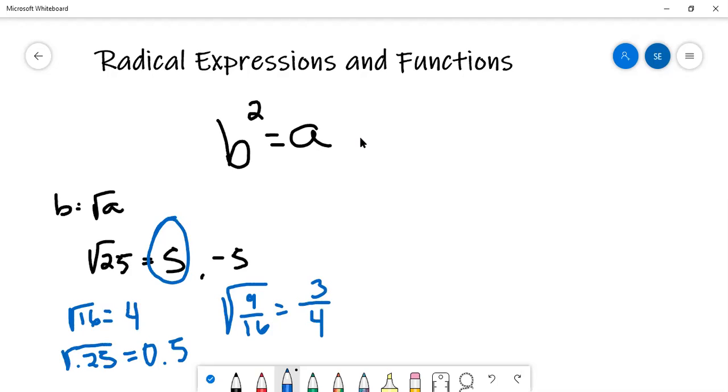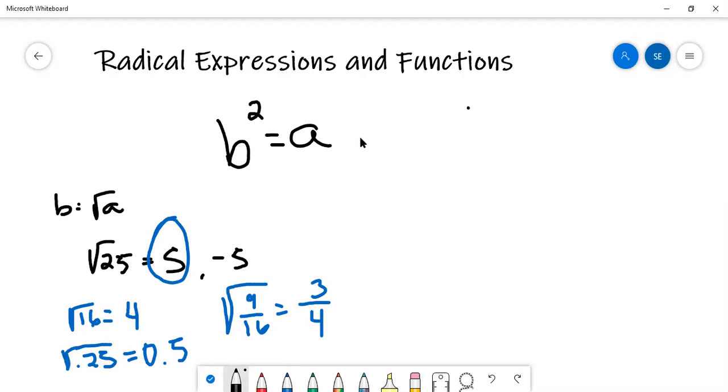That's 4. Okay. One other thing I want to say just about square roots is that you cannot take the square root of a negative number. No matter what, if you square a number, it's always going to be positive. So the square root of a negative number is not a real number. Okay.